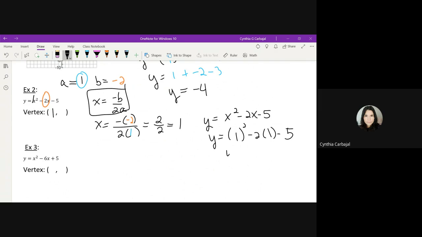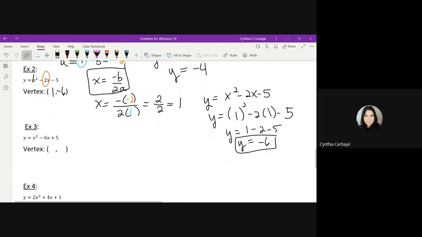And then y equals 1 squared is 1. 2 times 1 is 2. And bring down that -5. And together, that's going to give me 1 minus 2 minus 5. So 1 minus 2 is -1. Minus 5 would be -6. And if you get stuck, you can always use the calculator, right, to calculate that. So let's do another example.